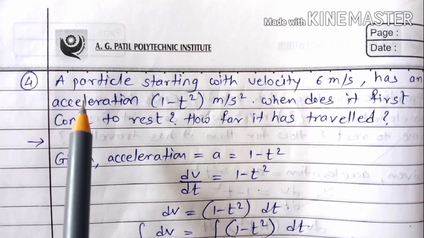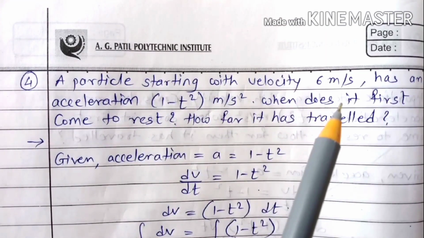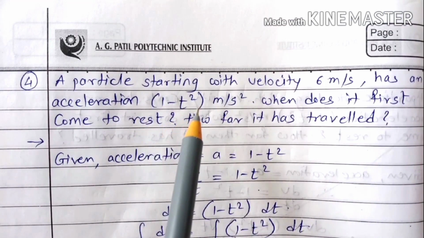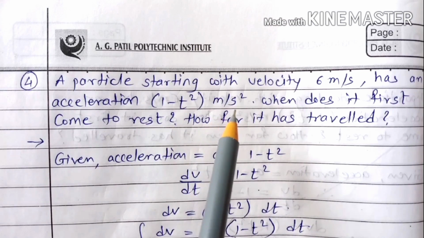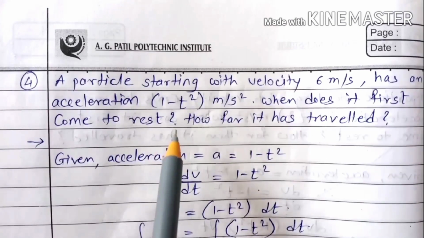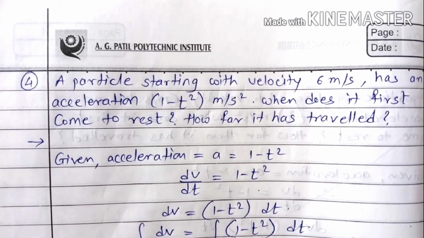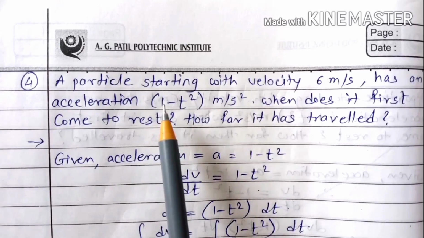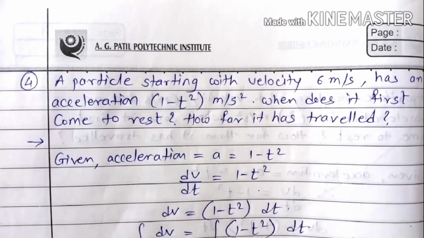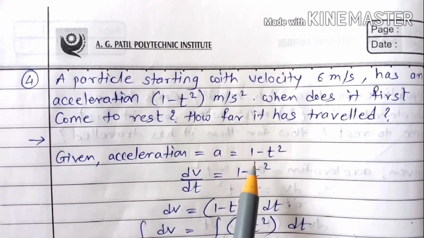Let us solve another example. A particle starting with velocity 6 meter per second has an acceleration 1 minus t square meter per second square. When does it first come to rest and how far has it traveled? The acceleration is given in the example as 1 minus t square meter per second square. Therefore, we write a equal to 1 minus t square.